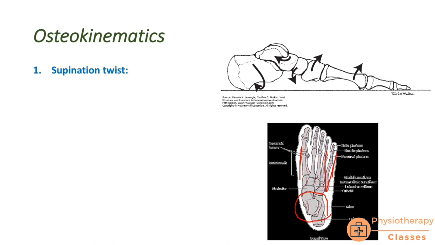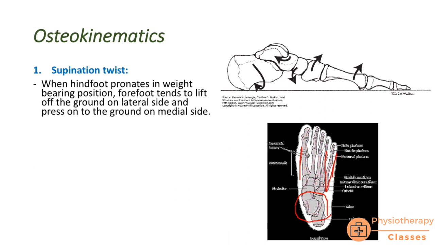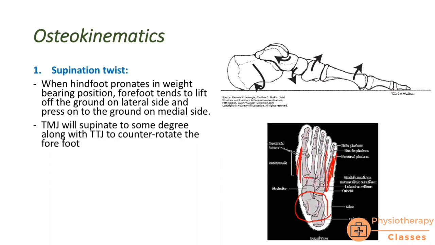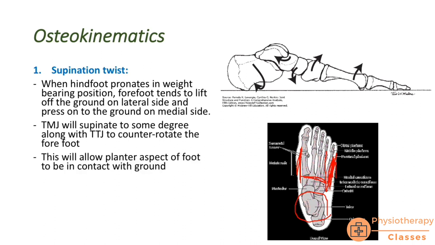So what is supination twist? As I told you, the hind foot pronates or everts in weight-bearing position, because of which the forefoot on the lateral aspect will be raised from the ground and forefoot on the medial aspect will be pressed on the ground. To prevent this, tarsometatarsal joint will go for slight supination so that the lateral aspect of the forefoot will touch the ground. This slight adjustment at the tarsometatarsal joint will cause the plantar aspect of the foot to be in contact with the ground.